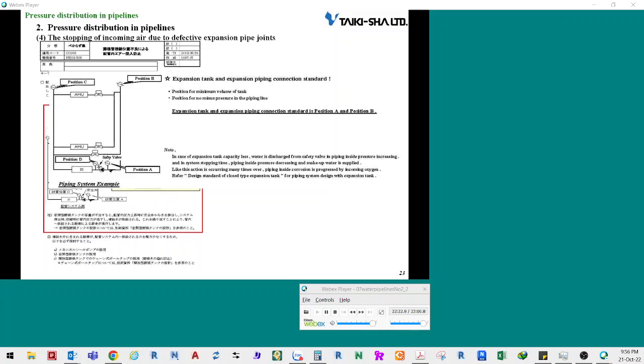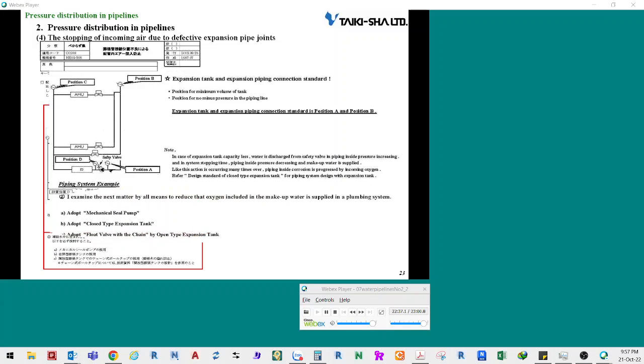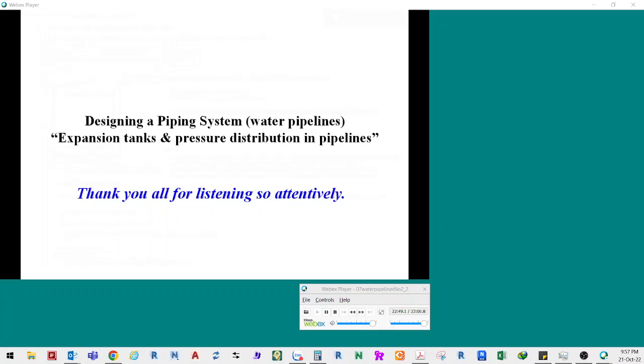Be absolutely sure to follow those instructions and standards. The material includes information regarding failure resulting from insufficient tank capacities, so please comply with the selection standards. The second item, 2, includes some reasons why resupplied water should be as little as possible. This is the end of the explanation of expansion tanks and pressure distribution in pipelines.